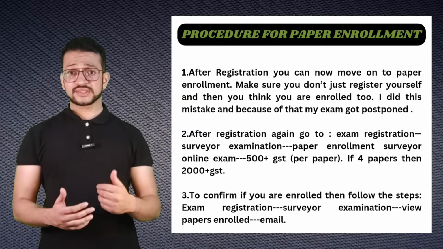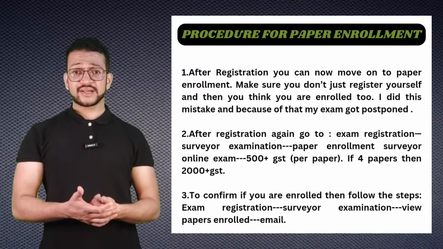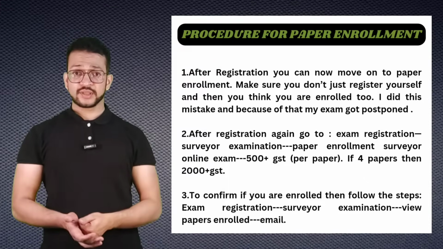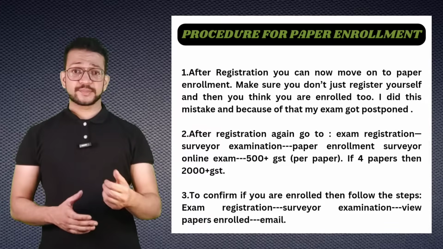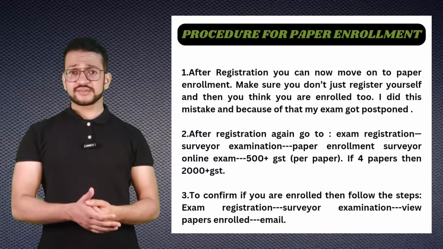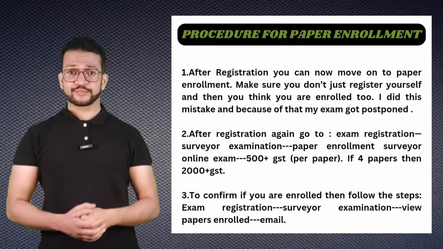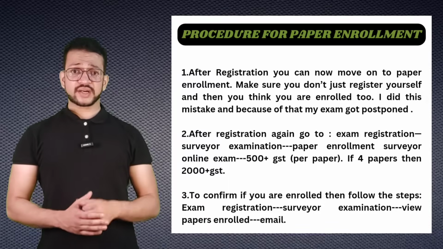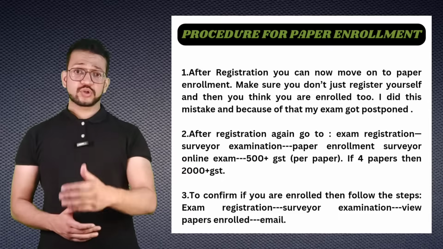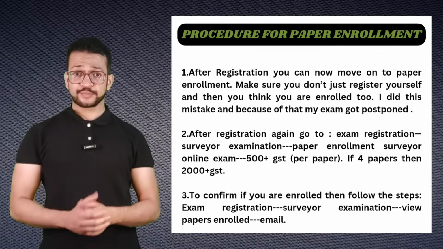In my personal case, I selected 4 papers in one go. That is the one mandatory paper, my S01, and then 3 other papers, those of marine, fire insurance, and the third which was miscellaneous. So in total I had opted for 4 papers in one go. But make sure that after registration is completed, you also enroll yourself for the paper enrollment.